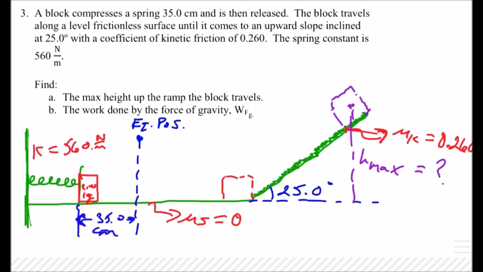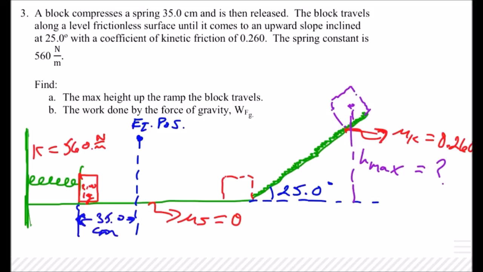This picture is actually in 2 parts. We're going to split this up into 2 different sections, okay? So we have a part here at the beginning, right before the box goes up onto the ramp. This is going to be part 1 where we have 0 friction, okay? Then we have a situation where the box moves onto the ramp and there is friction along that ramp, okay? So there are 2 clearly different scenarios happening here, okay? And one of the things that we're trying to figure out is the maximum height up the ramp that the block travels, okay? And then, of course, we want to know the work done by the force of gravity on the box, all right? So let's deal with the level surface first, okay?